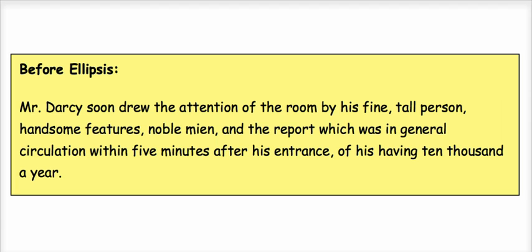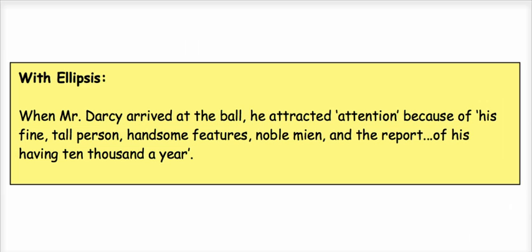Now what we can do is embed the above quotation into our sentence. We can take out some of the words, replacing them with ellipsis, and it's going to look like this. When Mr. Darcy arrived at the ball, he attracted attention because of his fine tall person, handsome features, noble mien, and the report, ellipsis, of his having 10,000 a year.